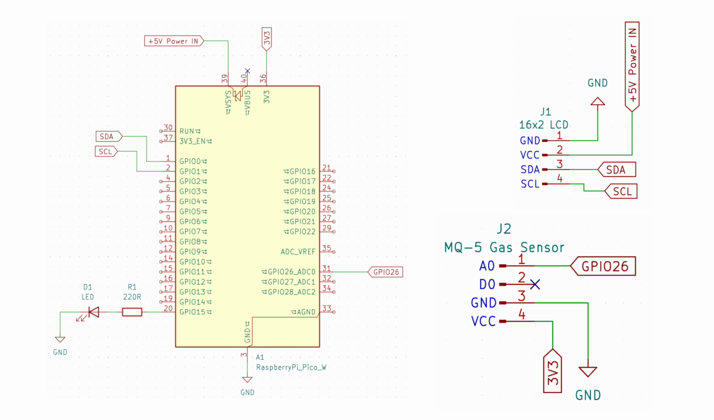The I2C based 16x2 LCD is connected to the Pico W board using GPIO 0 SDA and GPIO 1 SCL for communication, while the LCD is powered by the +5 volt supply. With its ground connected to GND, the MQ5 gas sensor module is powered by the regulated 3.3 volt output of the Raspberry Pi Pico W board, and its analog output is connected to GPIO pin 26 of the Raspberry Pi Pico W board, allowing it to read gas concentration levels as an analog value. The digital output of the MQ5 is not used in this circuit.